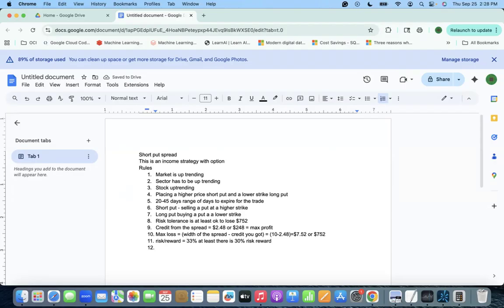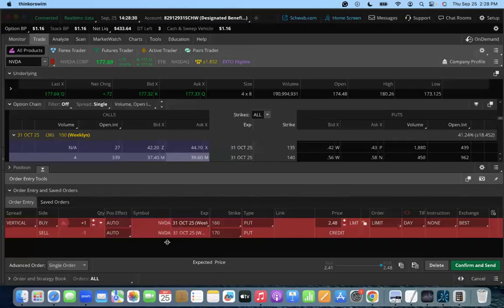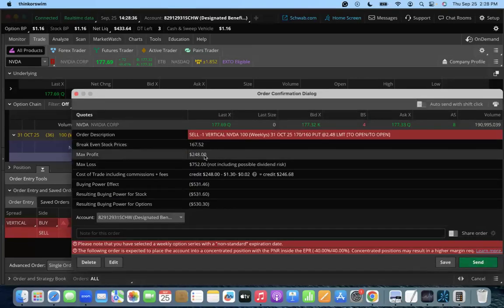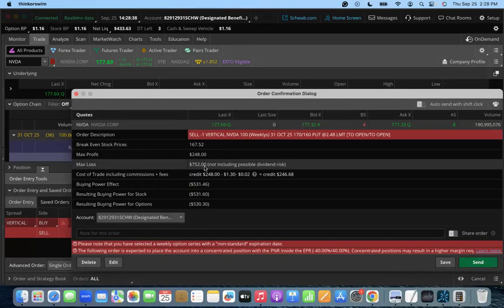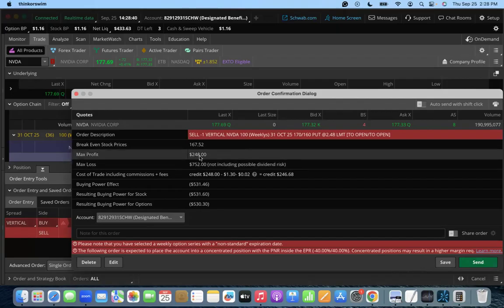But you can make more profit, and your probability can go down, right? Those are the things you have to see: if you are successful, yes, you make more money, but the chance of you making that money or being successful goes down. So there is always that trade-off, right? So here we can see this trade. If you see confirm and send, you can see all these things: $752 max loss, chance of max profit $248, all these things, right?